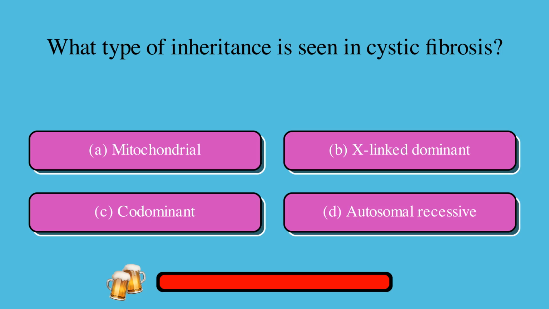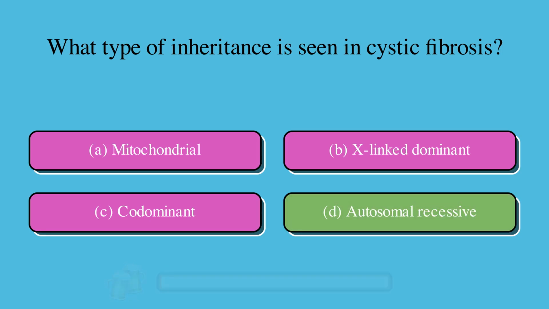What type of inheritance is seen in cystic fibrosis? A. Mitochondrial, or B. X-linked dominant, or C. Codominant, or D. Autosomal recessive? The correct answer is D. Autosomal recessive.